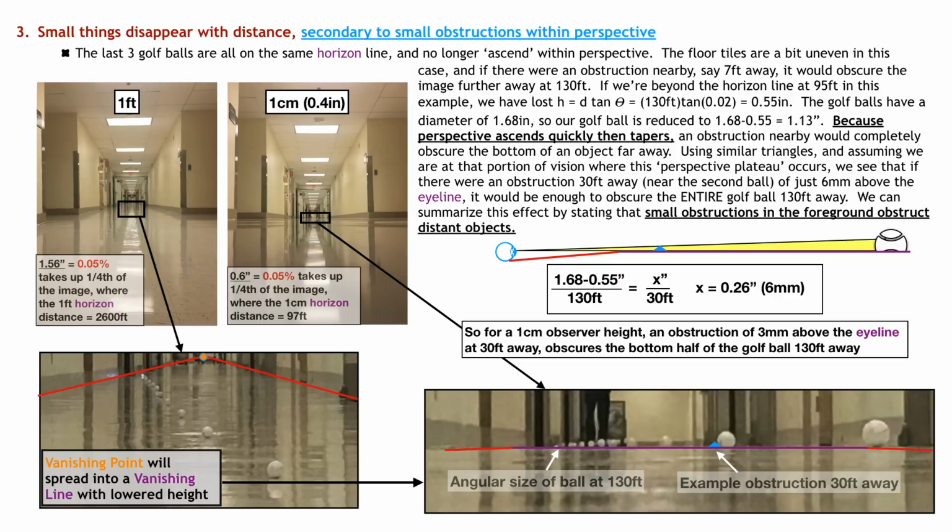And I also want you to note here again how when we had a 1 foot observer height, the red orthogonal lines where the corners met extended off into a distance roughly 2,600 feet away. But as we lowered our eye height, that vanishing point essentially became a vanishing line and merged into that purple line we see that is much nearer to us.